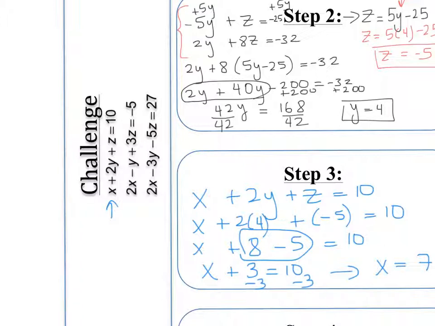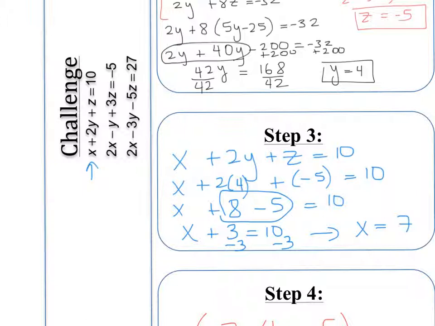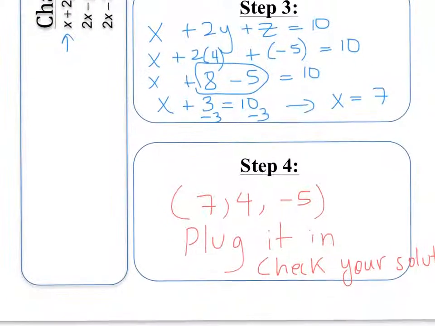Then I had a system of two equations, y and z, which I know how to solve, either substitution or elimination. I found y and z. After I did that, in step 3, I plugged it in the first equation to get x. Remember, your last step is always to check your solution.